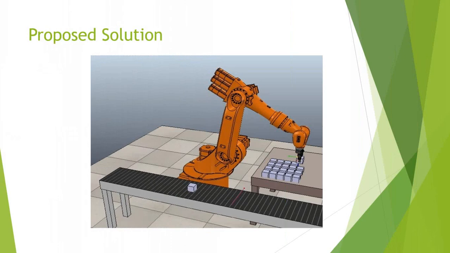This is our proposed solution. The conveyor belt will bring these cubes as objects and then here the proximity sensor will detect the object, and then the manipulator will pick the object from the conveyor belt and place it on the table, which is shown in the figure.